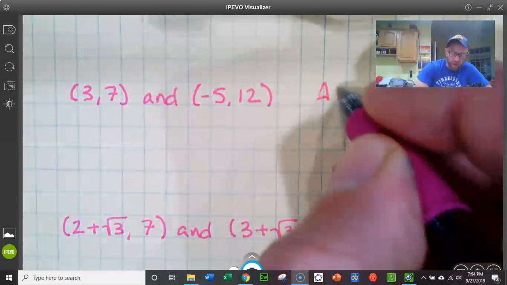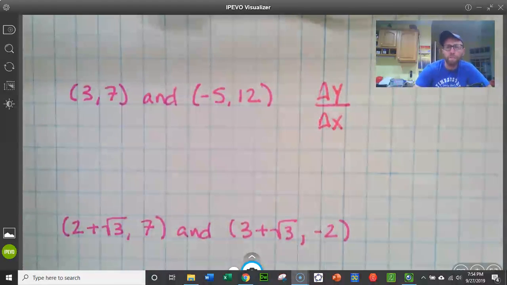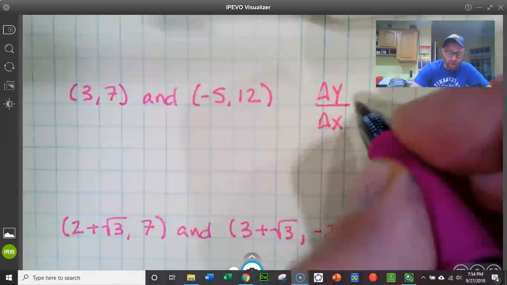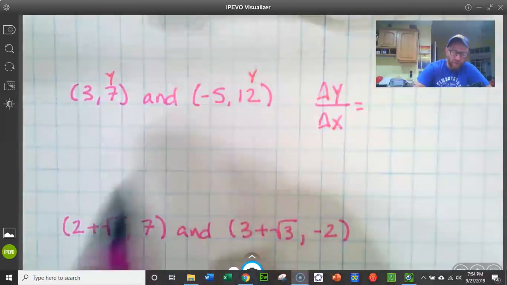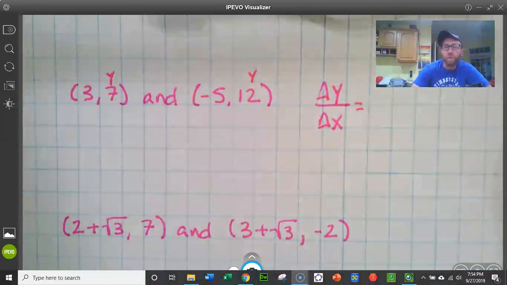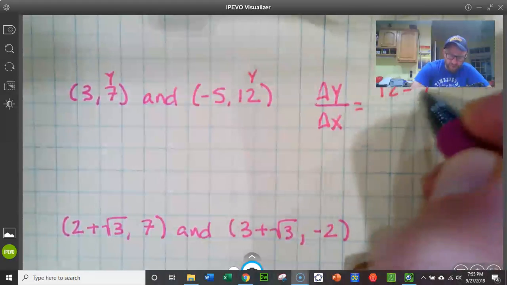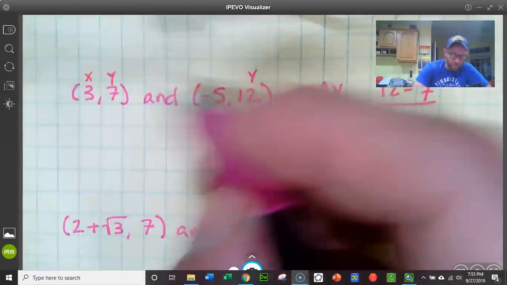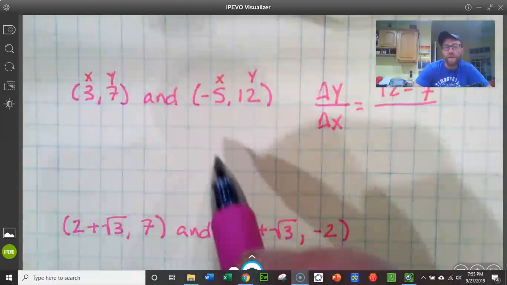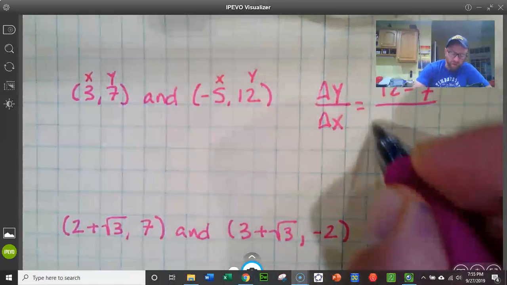We would say that slope, and we talked about this before, is change in y over change in x. And to calculate the change in y, we just have to calculate how far apart the two y coordinates are. We'll just subtract one from the other. So we'll go 12 minus 7. And then for the change in x, we'll just do the same. We want to find out how much the x coordinates change. We subtract one from the other. So negative 5 minus 3.